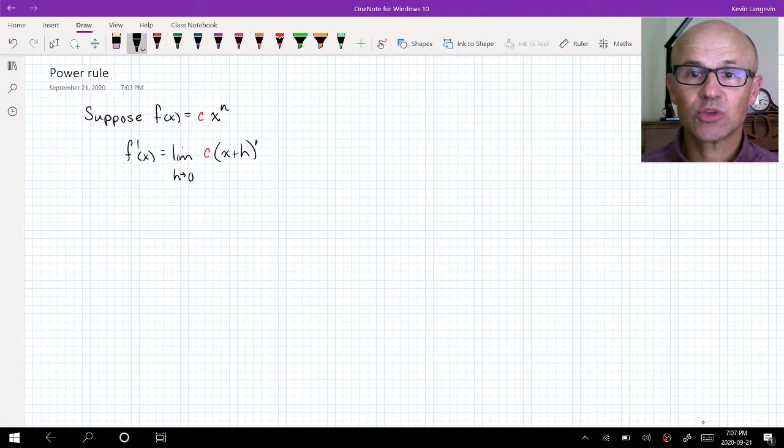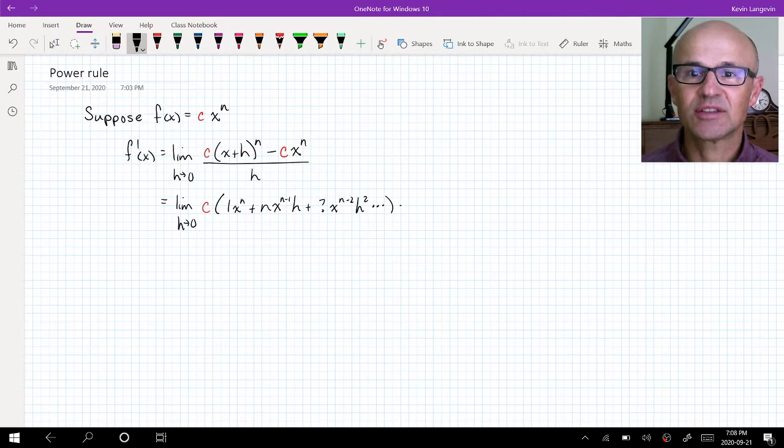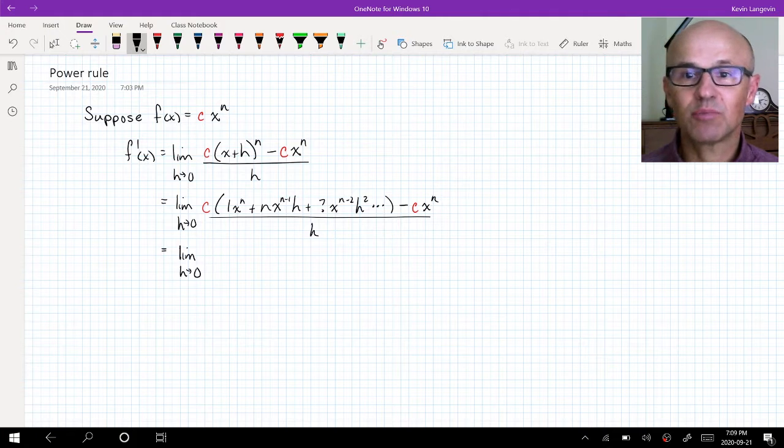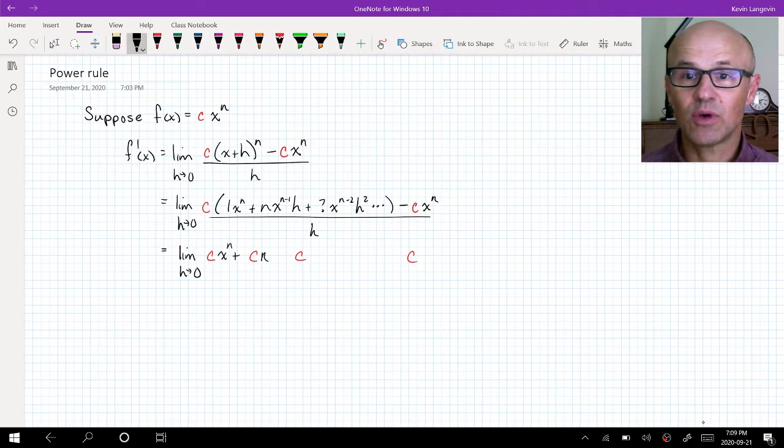Suppose we have a function which has some constant times x to the power of n. The definition of derivative, which we've used a lot now, would have us plug the x plus h in and set up our definition of derivative formula as follows. When I expand x plus h to the n, trust me on this, I'm going to end up with an x to the n, an n times x to the n minus 1 times h plus, and it just keeps going. The most important thing is that there's a c involved in every single one of them.